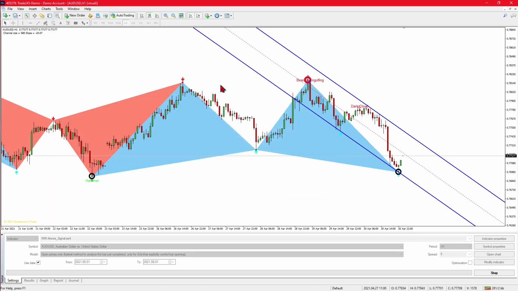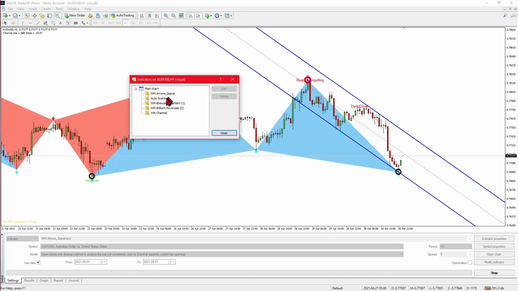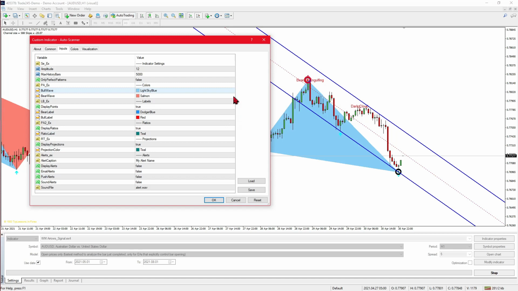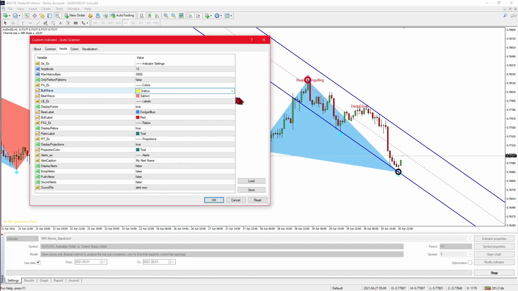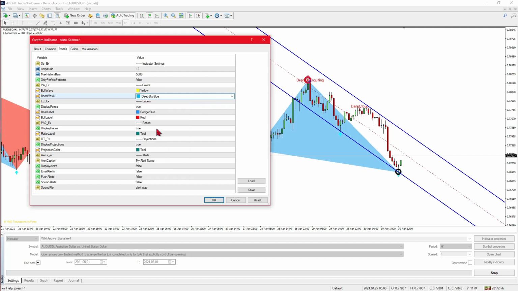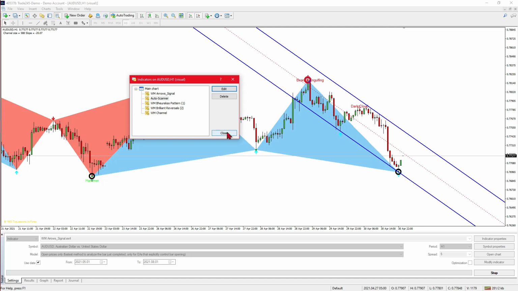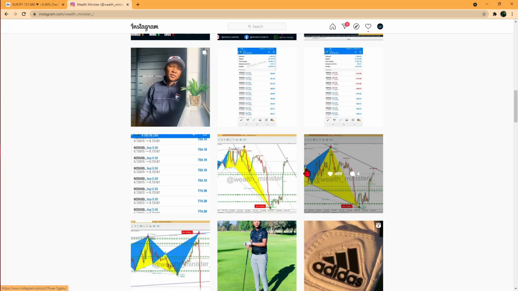Then what you're going to need to do is change how the auto scanner looks. You need to change your bull to yellow, and you're going to need to change your bear to blue. Any shade of blue will give you that effect. So if we close this, we can see that the resemblance to Wealth Minister's software is almost 100%.